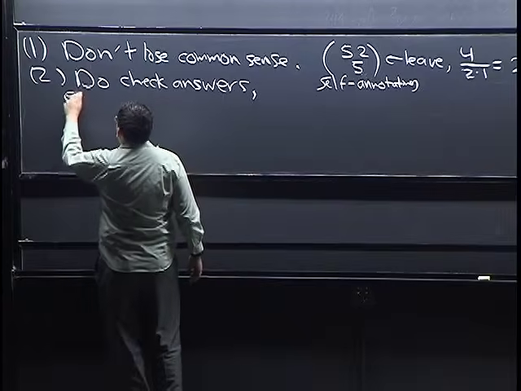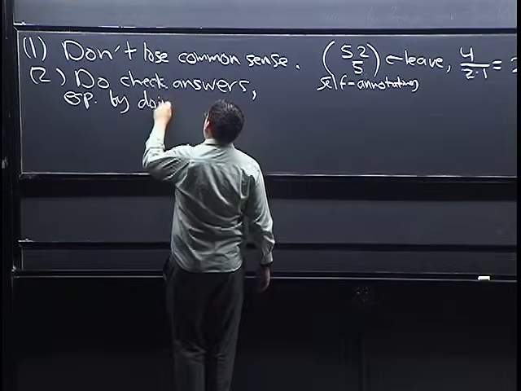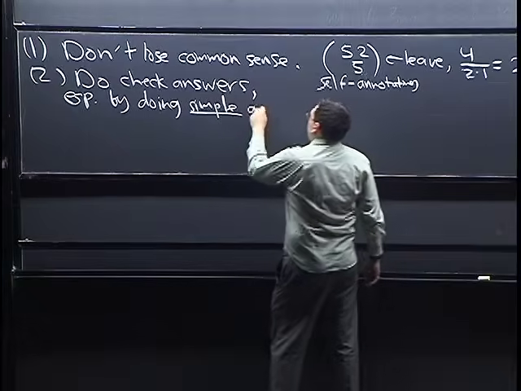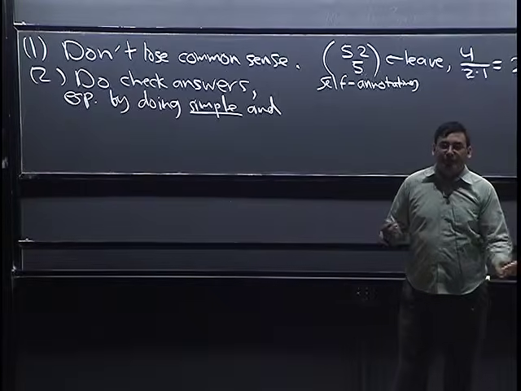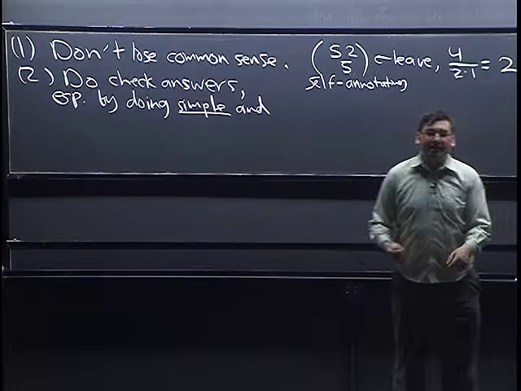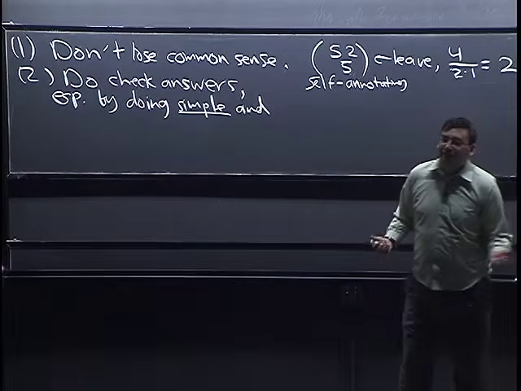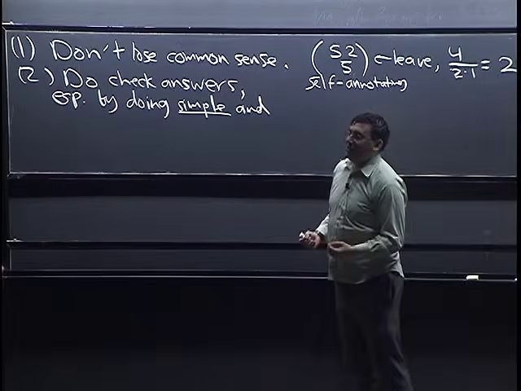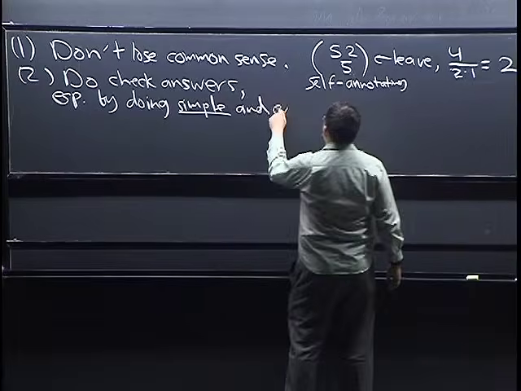So the best advice for this is especially doing simple and extreme cases. You might have a problem where you have some answer in terms of n and k and q and w, and if you plug in n equals 1 and it's completely obviously wrong, then that's useful information, right? But most students don't bother to just plug in n equals 1 and see if it makes sense. So, simple and extreme cases.